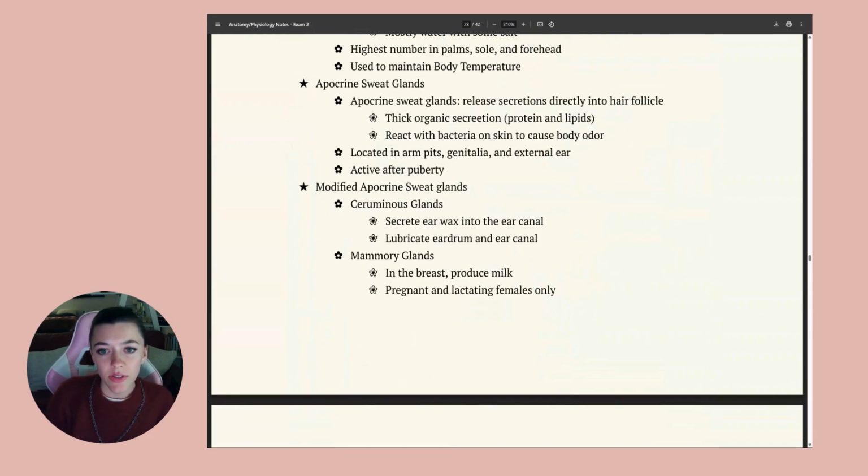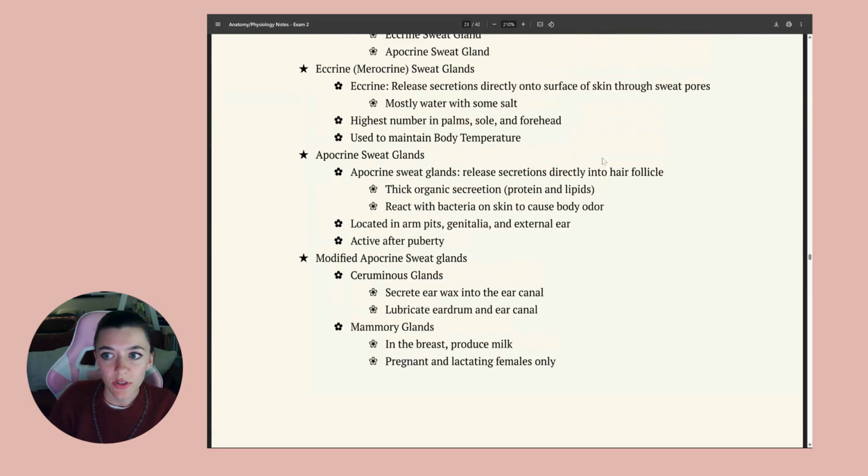Apocrine. Okay, so your apocrine glands, these release secretions directly onto your hair follicle. These are thick organic secretions, which are proteins or lipids, and they react with bacteria on the skin to cause body odor. These are located in your armpits, genitalia, and external ear, and those become active after puberty. So your apocrine sweat glands are going to be the sweat glands that release onto your hair, as compared to eccrine, which is onto your skin, but they both release sweat.